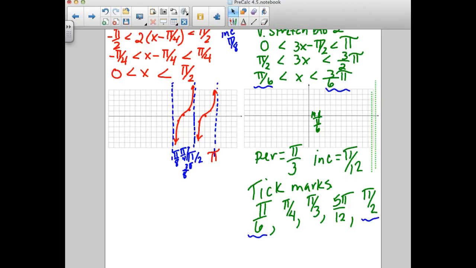Our first vertical asymptote is going to be there at 1/6. And then we need to go 4 spaces over. And we said that would be our pi over 2s. Yes?